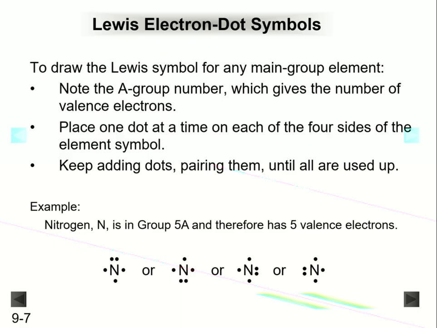So we can take, for example, nitrogen. Nitrogen has 5 valence electrons. That's a 2s2, 2p3. It's in group 5A, so it has 5 valence electrons. We can arrange them any of these 4 ways. They're all equivalent to one another. But these are representations showing 1 pair of electrons and 3 individual unpaired electrons.